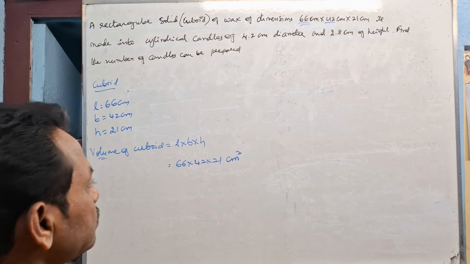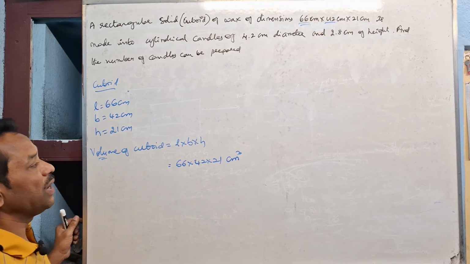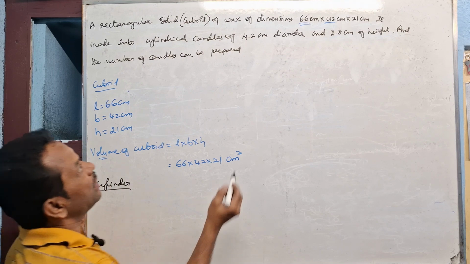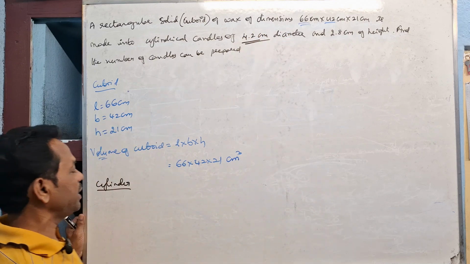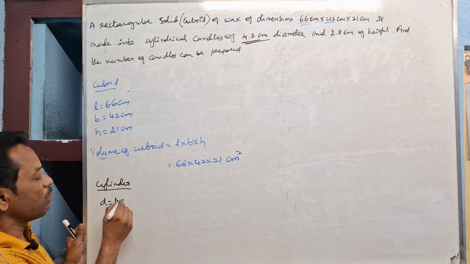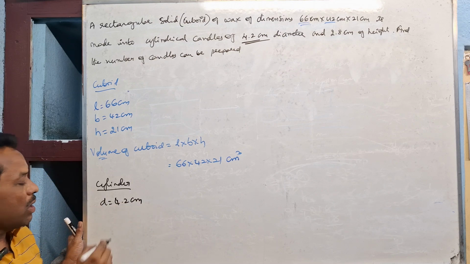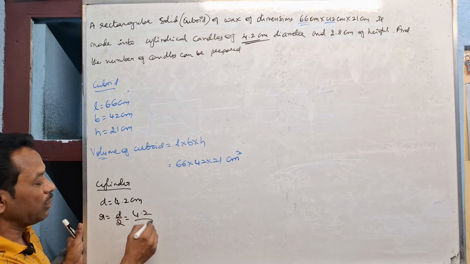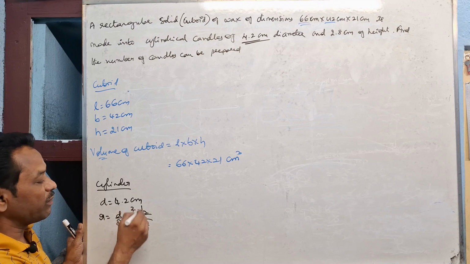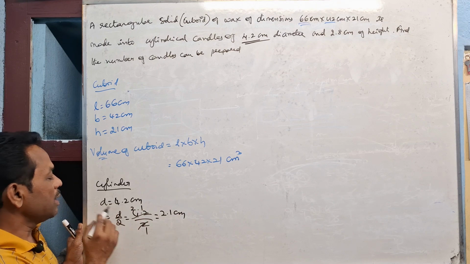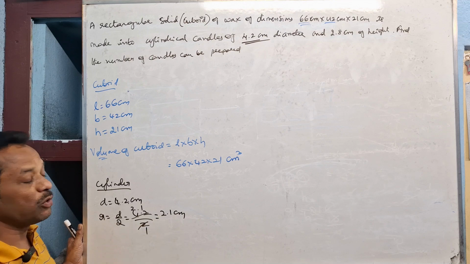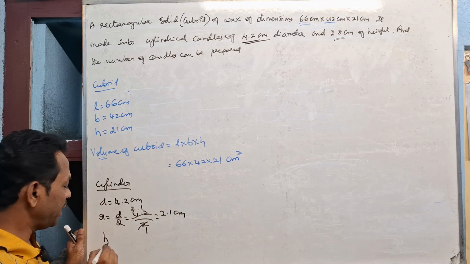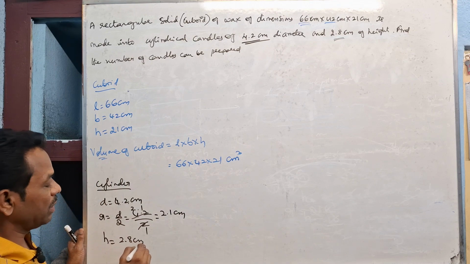Now the cuboid is made into a cylinder, so let us go for the cylinder next. For the cylinder, given diameter equal to 4.2 centimeters. If diameter is given, how to find radius? R equal to D by 2, so 4.2 by 2, that is nothing but 2.1 centimeters. Diameter is 4.2 centimeters, so my radius will be 2.1 centimeters. And the height is given, height equal to 2.8 centimeters.